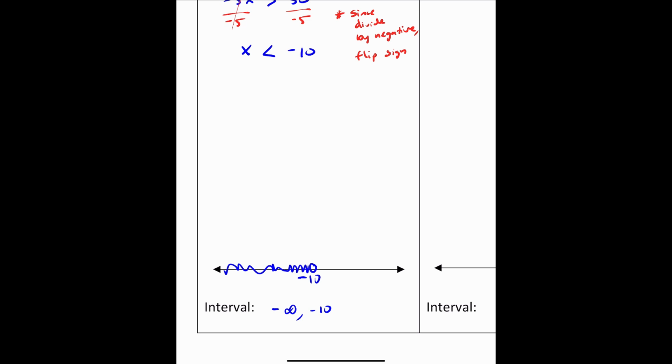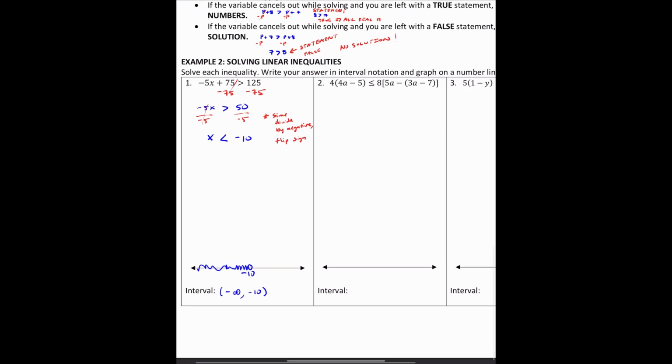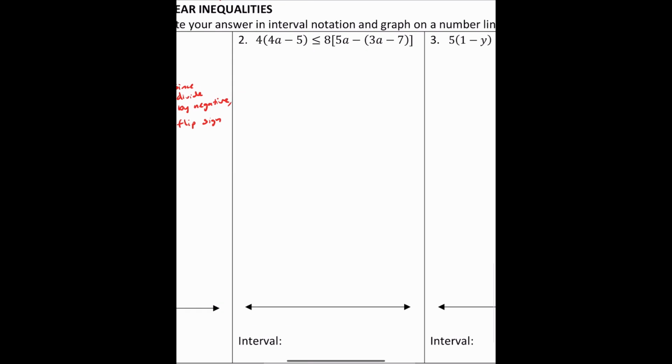And then typically when we have negative infinity or positive infinity, they're not included, so they get a regular parentheses. And then the negative 10 is an open dot, so that means we have a regular parentheses to close the interval. Okay? All right, so let's go ahead and take a look at number 2.